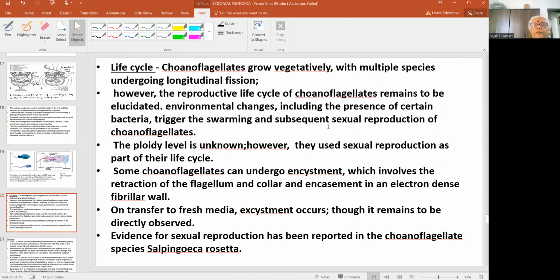The reproductive life cycle of choanoflagellates remains to be elucidated. It is not very much elucidated yet, but a lot of inventions, a lot of discoveries, a lot of observations are still coming to light. However, the sexual reproductive phase is again like Volvox. It is limited to particular periods of time.